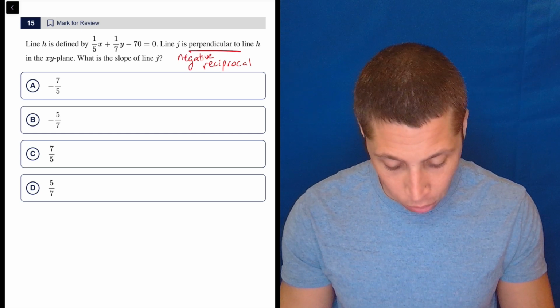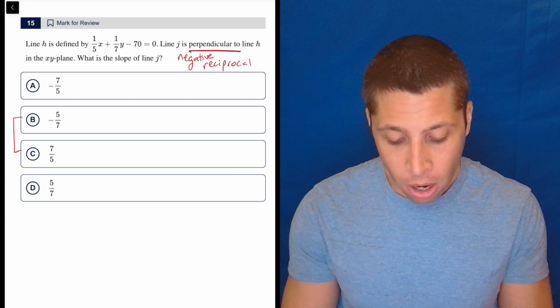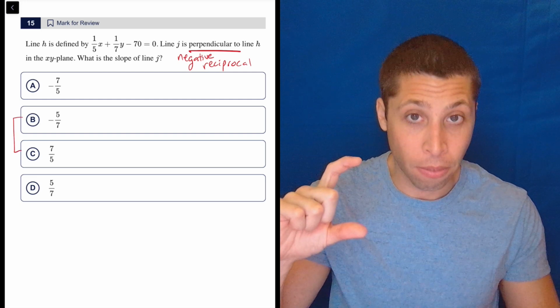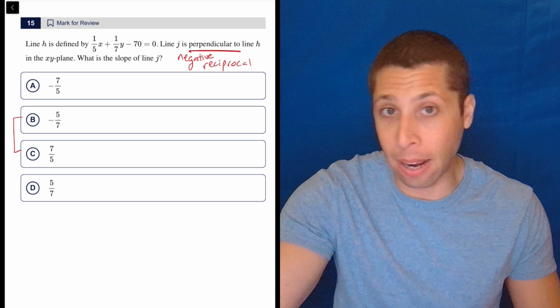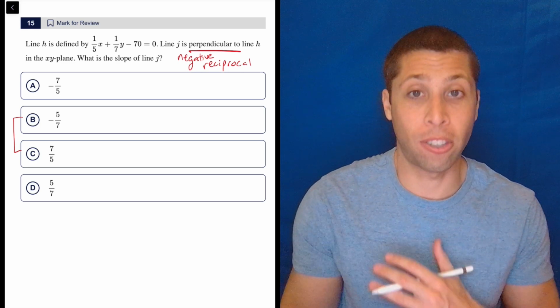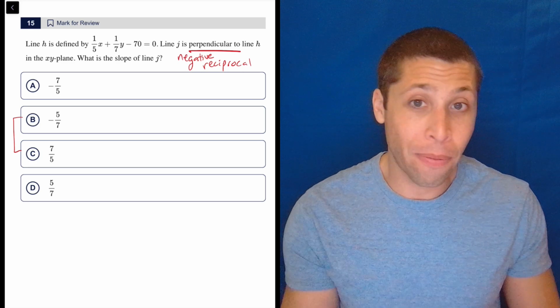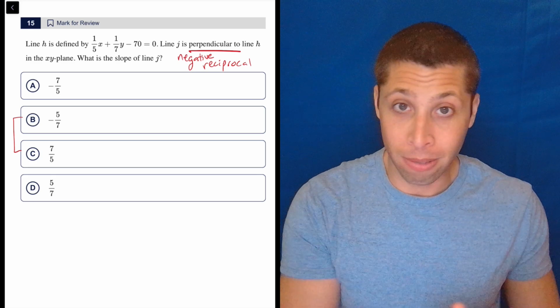So just to give you an example, these two choices, B and C, are negative reciprocals of each other, right? So -5/7, flip the fraction, now it's a reciprocal, 7/5, and then negate it, and it becomes positive 7/5. So I don't know if either of those is the answer, but just to demonstrate what we mean. So we need to know that fact, otherwise none of this is even going to matter. If you don't, pick a random letter and skip it.